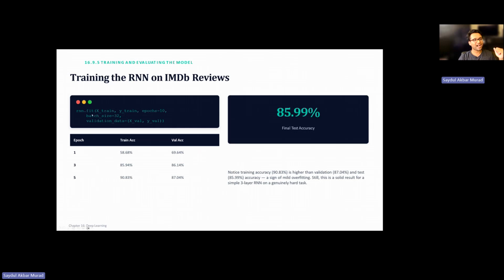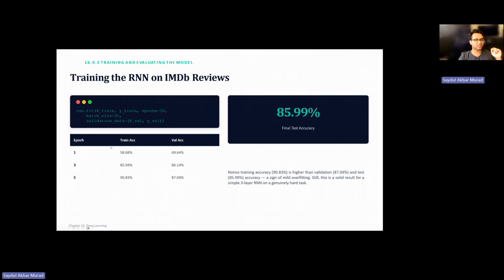How can I train it? rnn.fit, as we learned before, passing the training data, X train as input, Y train as output. How many epochs? 10 epochs. Batch size 32. You can change the batch size, to 64, 32, 128. If you have good computational power in your computer, you can use a big batch size. And validation data is X val and Y val.